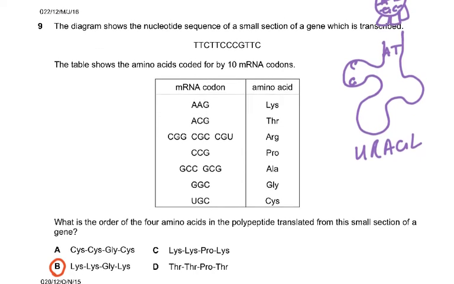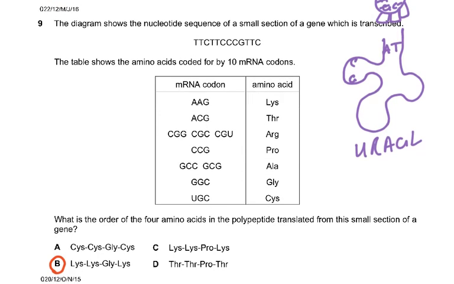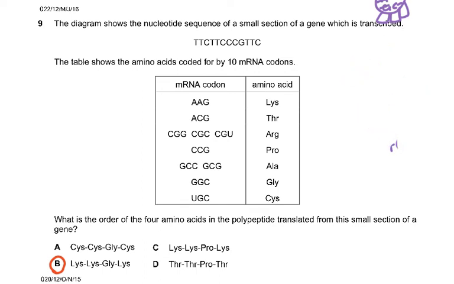Then question number 9. The diagram shows the nucleotide sequence of a small section of a gene which is transcribed. The table shows the amino acids coded for by the 10 mRNA codons. What is the order of the four amino acids? Now, the first thing which you've got to understand, which you all forget, is that this is the section of a gene. So this is the DNA.